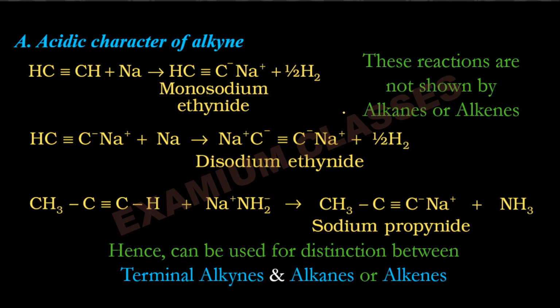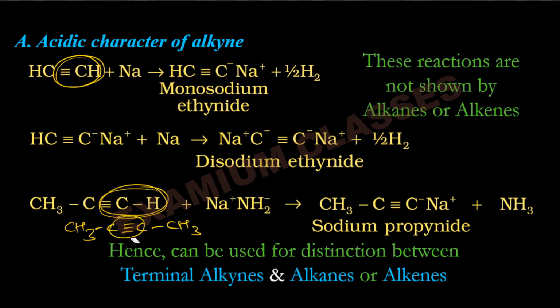Remember, I am saying terminal alkynes because if it is not a terminal alkyne, the triple bond is not at the corner. The triple bond is at the corner. Means 2-butyne is not a terminal alkyne because the triple bond is in the middle, not at the corner. So we can distinguish between terminal alkynes and alkanes or alkenes.